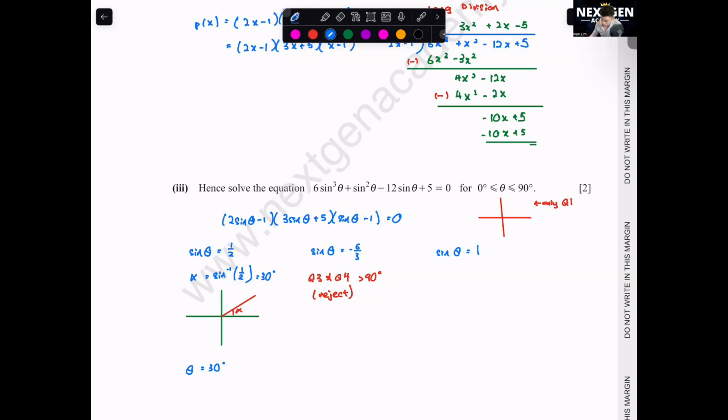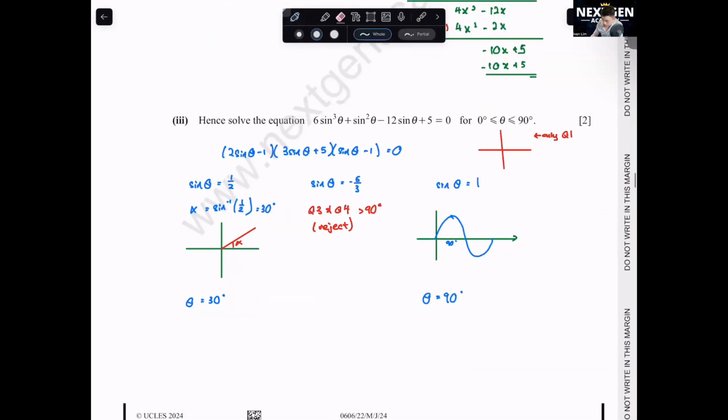So now I want you all to see, 1. Where is 1 on the graph? This is your sine graph. 1 is at 90 degrees. Take note also, got equal symbol or not? Got, right? So we can include 90 degrees inside. So the theta here is equals to 90 degrees. The final answer, you'll get these two: 30 degrees and 90 degrees.